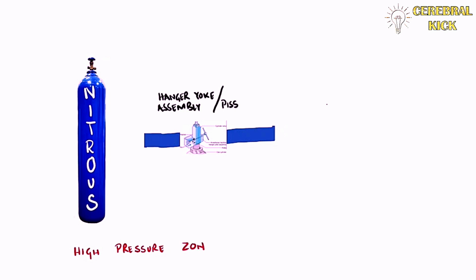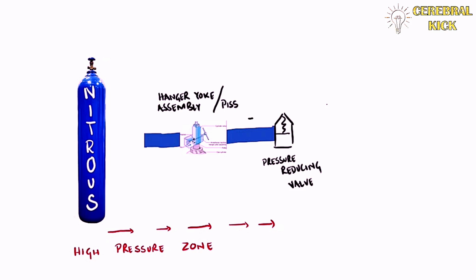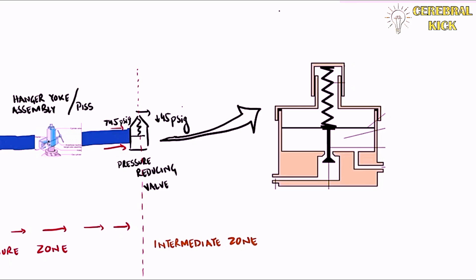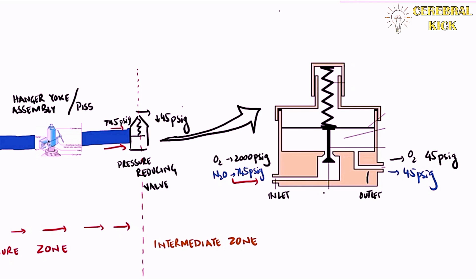Once the cylinders are attached into the hanger yoke assembly, the next vital part in the anesthesia machine is the pressure reduction part. This is done through a pressure reducing valve, beyond which the pressures of the cylinders are reduced to around 45 psig, which comes safely into the intermediate zone. So let's study the pressure reducing valve. Oxygen at 2000 psig enters the pressure reducing valve and the output is 45 psig of oxygen. So at inlet it is very high pressure, at outlet it is 45 psig, which is intermediate level. This is the transit point between the two major zones, the high pressure zone and the intermediate zone.